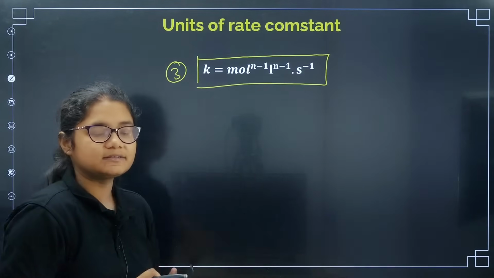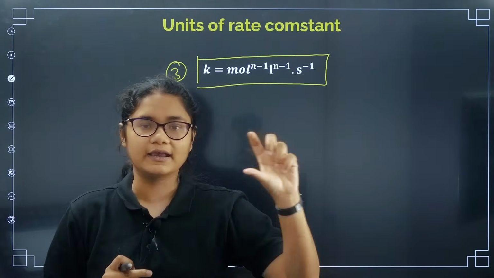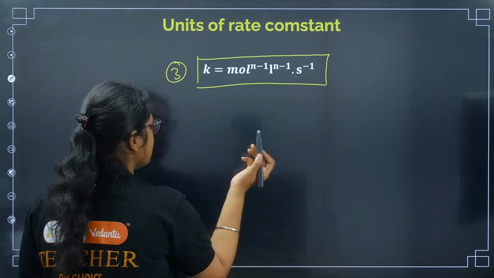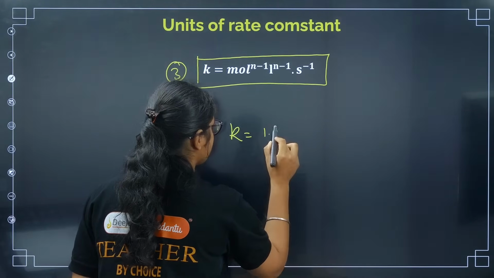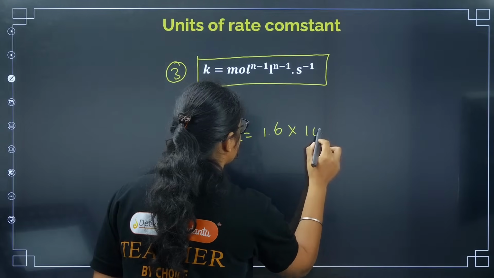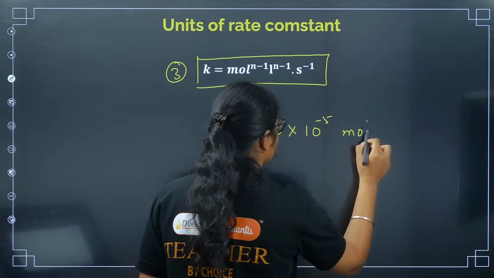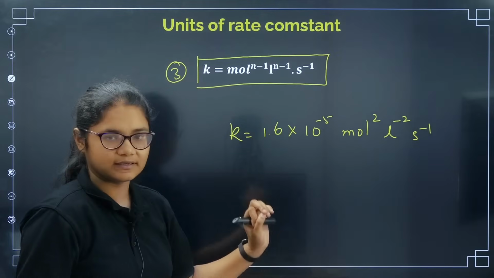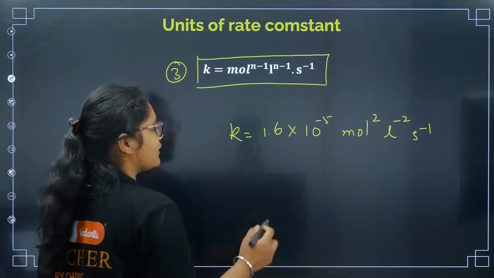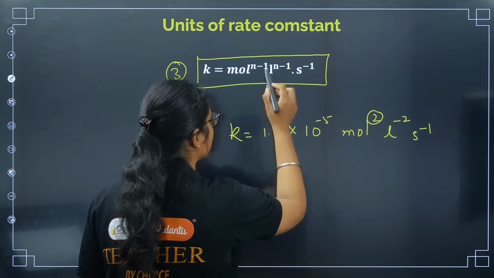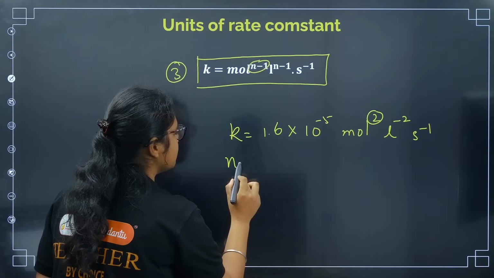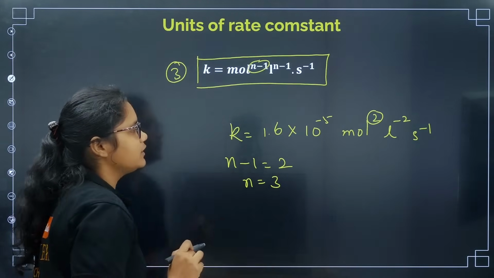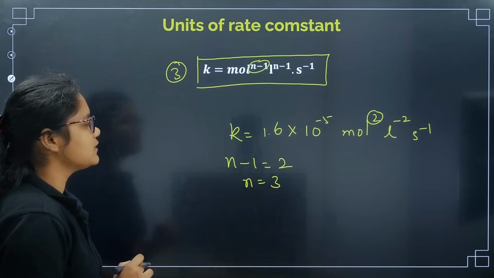Here is how questions will ask: they will give you a unit or a K constant value and you have to predict the order of the reaction. For example, it is given for a certain reaction, K value is 1.6 into 10 to the power of minus 5 mole square liter minus square second inverse. Something like this is given. Now what you have to do is equate the power of mole with the power of mole here. So n minus 1 is equal to 2, so n will be equal to 3. So this is a third order reaction. That is how you can solve it.